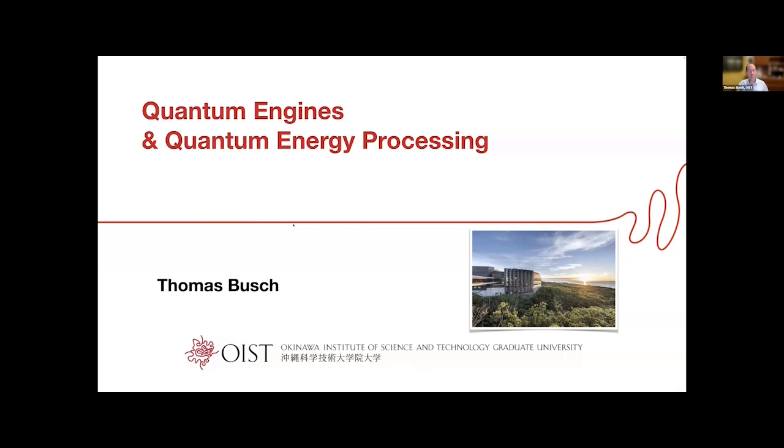My name is Thomas Busch. I'm a professor at the Okinawa Institute of Science and Technology in Okinawa in Japan. And what we're interested in is quantum energy, in particular quantum engines, and everything related to how energy flows and how energy is processed in the quantum regime.